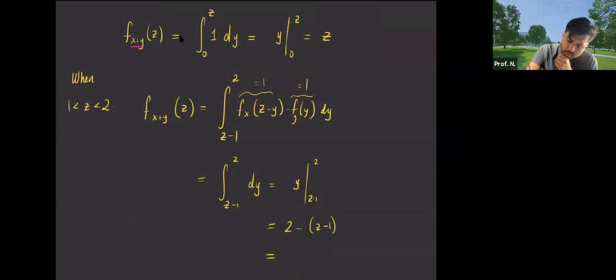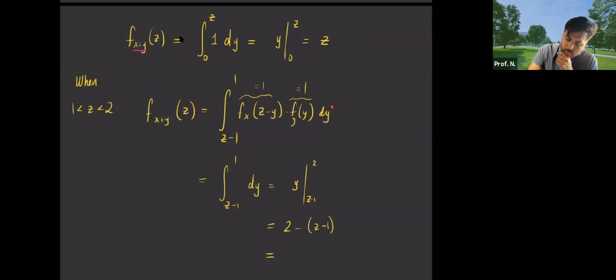Wait, pardon me. This should be 1. It's 1 because y ranges from 0 to 1. Z ranges from 1 to 2, but y ranges from 0 to 1. And then, yeah, that makes a bit more sense. So this is 1. This is 1. This becomes 2 minus z. So this occurs when z is between 1 and 2.